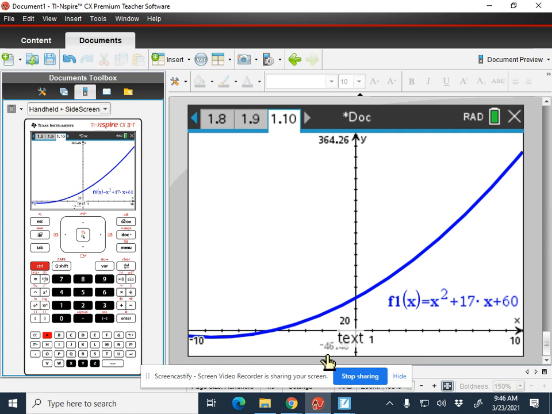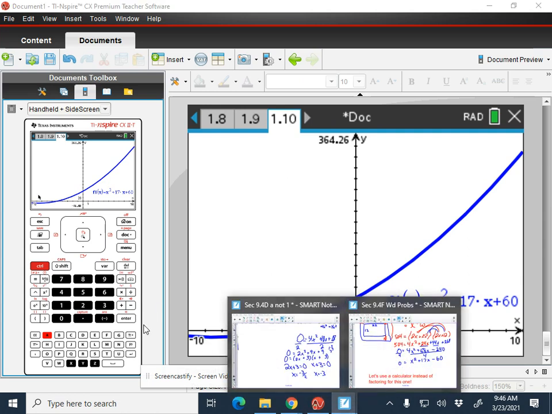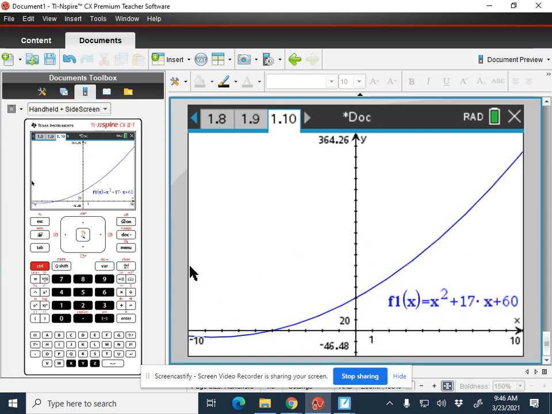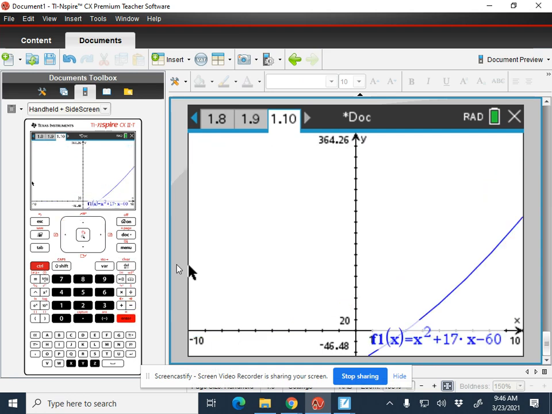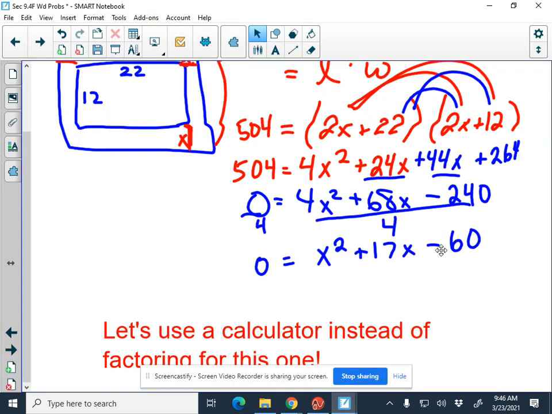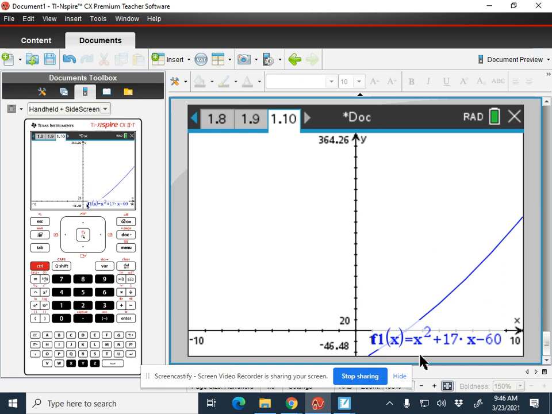Why does this one not work? What did I do wrong? Oh, it should have been negative 60. So on here, that was negative 60. I typed it in wrong. Where does it look like it crosses? At what? 1, 2, 3?